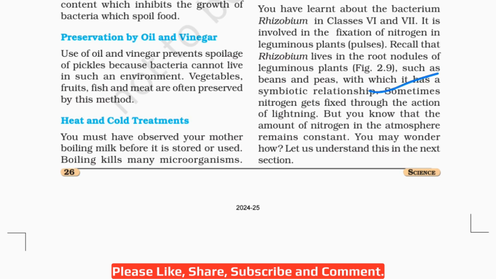Now, sometimes nitrogen gets fixed through the action of lightning, but you know that the amount of nitrogen in the atmosphere remains constant. You may wonder how. Now, let us understand this in the next section.